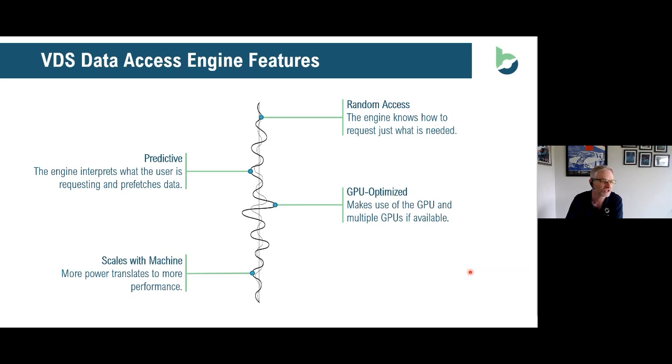Prediction is implemented through the engine, and it interprets what the user wants and prefetches information before the user needs it. So if you're traversing through a seismic volume, the engine is predicting that and bringing data into the buffers in advance. It's GPU optimized. If you have a GPU, we make use of it. If you have multiple GPUs, we'll make use of all of them. But it also scales with the machine as well.